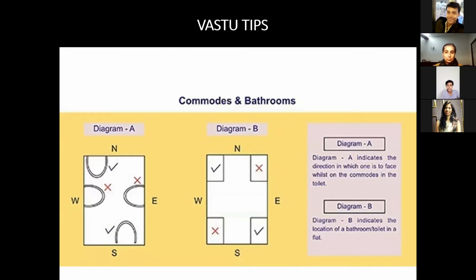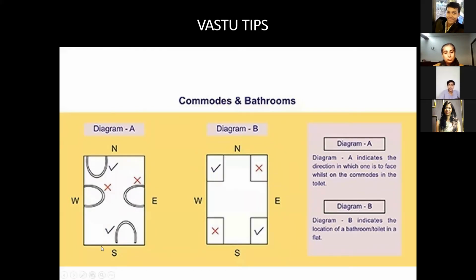As we can see in this diagram, diagram A depicts the direction in which one is to face while on the commode in the toilet. So there, the seat is placed in the northwest and in the southwest. That means you should be facing the north or the south.